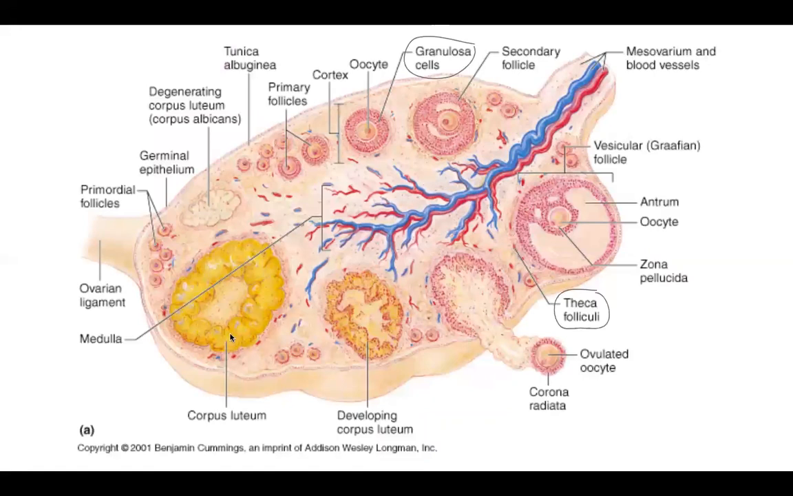And then I have a cross-section diagram of an ovary. It's not super relevant, but here I have circled the granulosa cells and the theca cells, which produce the estrogen and the progesterone. And here's a good representation of that corpus luteal cyst following ovulation that helps produce that progesterone.